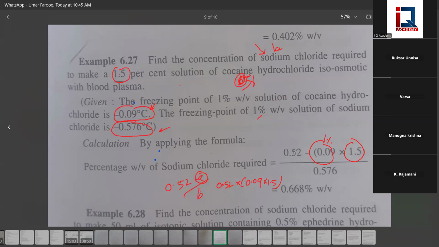See guys, the question asked here, I'm repeating again, is the concentration of sodium chloride required to make a 1.5% solution of cocaine hydrochloride. Generally the formula we use is for 1% only. If they are asking 1.5%, you simply multiply the 1% value by 1.5. So in the formula, 0.52 minus A, where A is the freezing point of cocaine hydrochloride, 0.09, multiplied by 1.5, because in this question, instead of 1%, they ask 1.5%. And the B value is as usual 0.576.